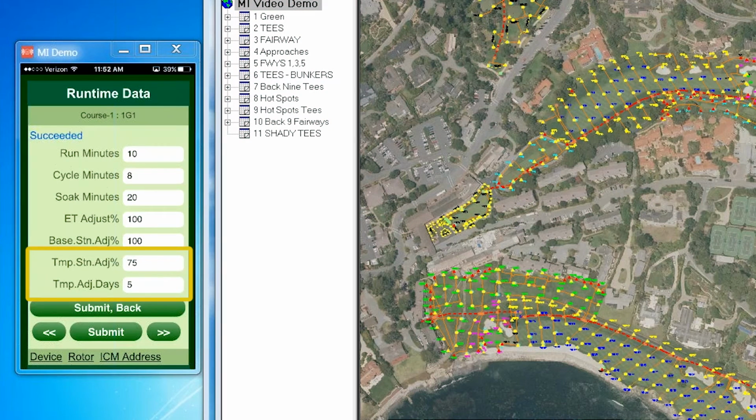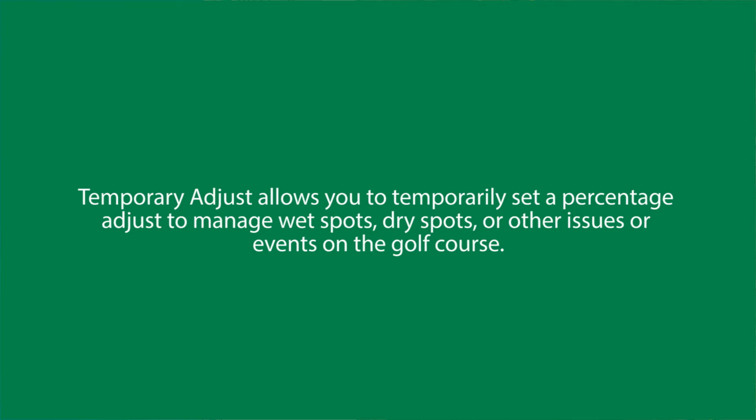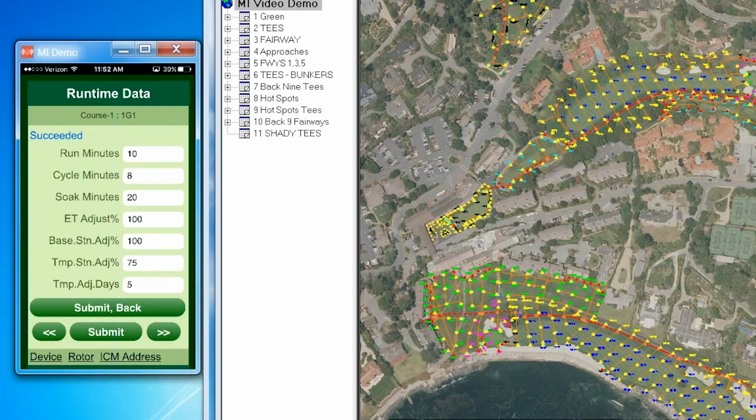Temporary Station Adjust is an interesting feature that has been around since 2005. Many Rain Bird Central Control System users love this feature because it allows them to temporarily set a percentage adjust to manage wet spots, dry spots, or other issues or events on the golf course. For example, if we were driving around the golf course after a rain and saw a really wet spot, we could easily turn off the sprinkler nearest to the wet spot for a few days.